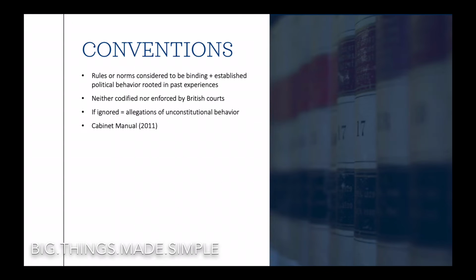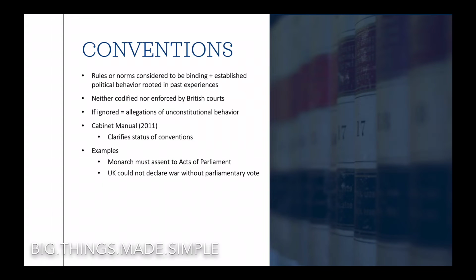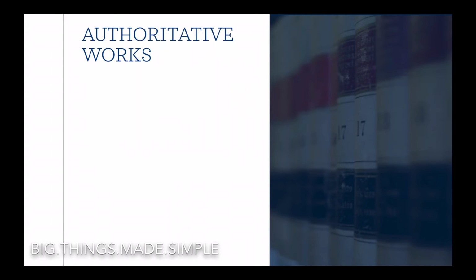In 11 chapters, the manual clarified the status of conventions and is intended as a guide to the British constitution. Examples of conventions include: the monarch must give his or her royal consent to acts of parliament, the UK could not declare war without a parliamentary vote, and the Salisbury Convention, wherein the House of Lords could not vote down bills enacting the governing party's manifesto commitment, which have become accepted, essentially written versions of conventions.